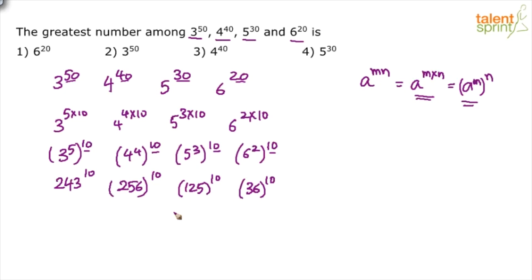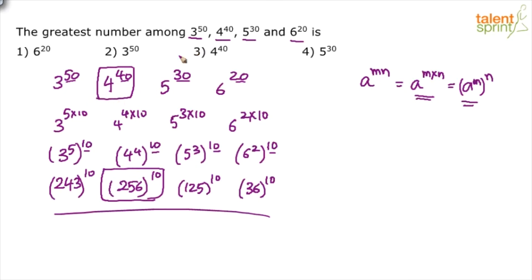Now tell me which is highest. He's asking us to find out the greatest among these four. Which is the greatest one among these four? You're able to follow. All the powers are equal. That is what was our objective, right? Our objective was to make the powers equal. What do we get? 243 power 10, 256 power 10, 125 power 10, 36 power 10. Obviously, this is the greatest one, 256 raised to the power of 10, right? And what is 256 raised to the power of 10? It is nothing but 4 power 40. So option 3 is the answer.